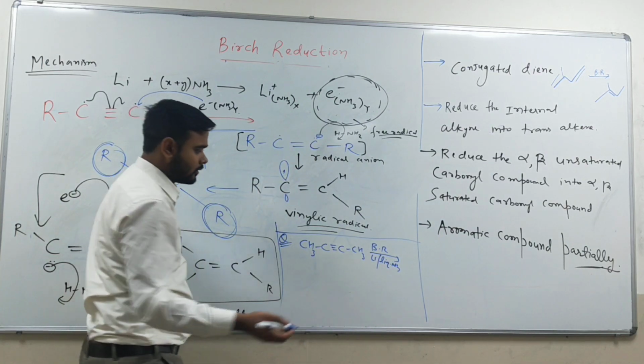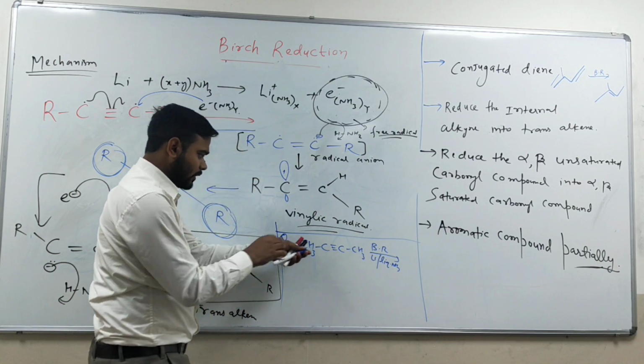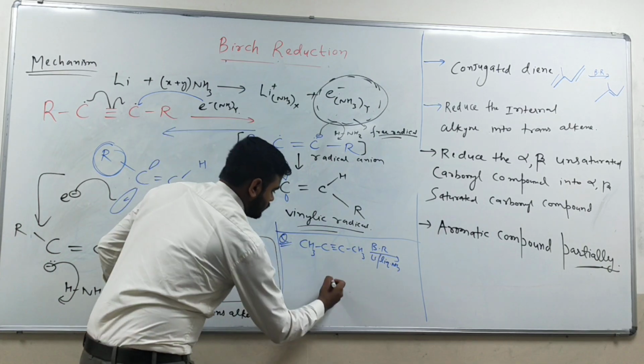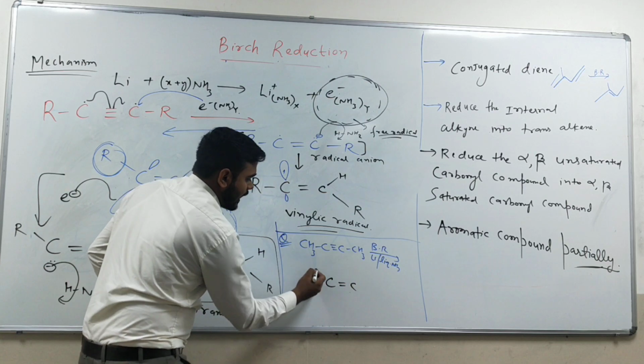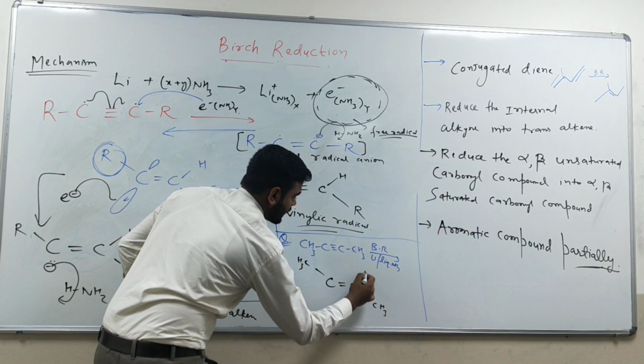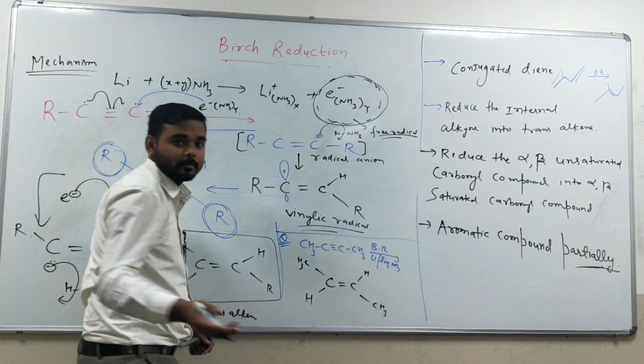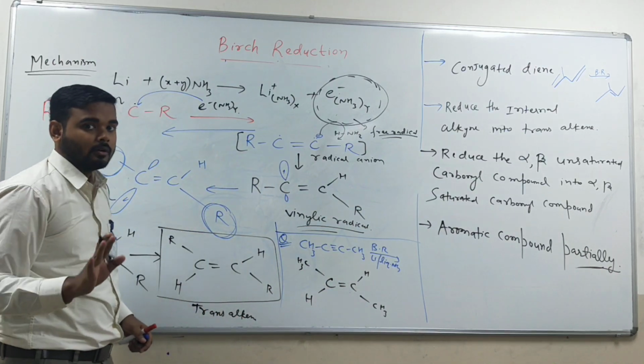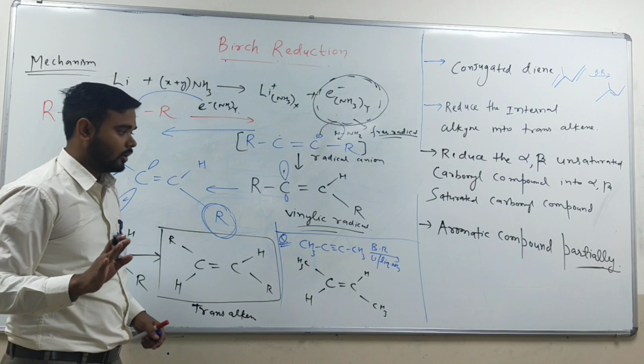The product is very simple. You just have to reduce this particular triple bond to a C double bond C, and then you have to put your alkyl groups in the trans position. I have already told this. Okay, and this will be your major product. Always keep in mind, don't make the cis product, otherwise it will be wrong.